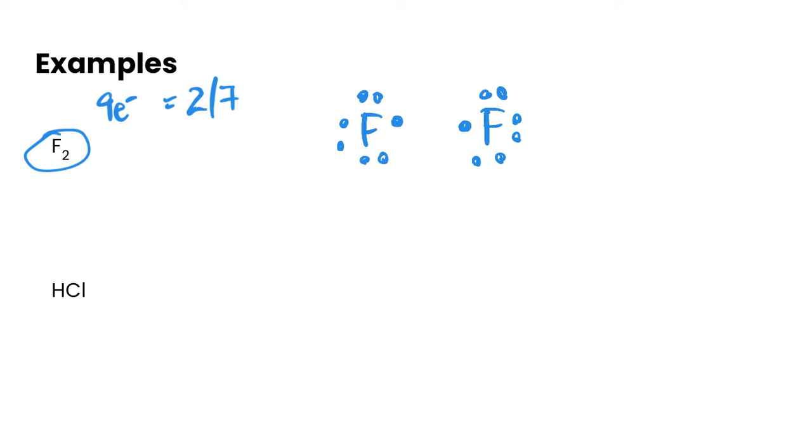In order for both to have full valence shells, they need to share 1 electron with each other. So these two here will share and become a covalent bond. And that's how fluorine comes together and bonds together.